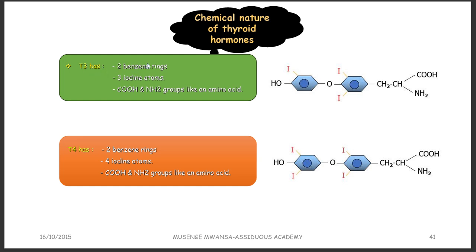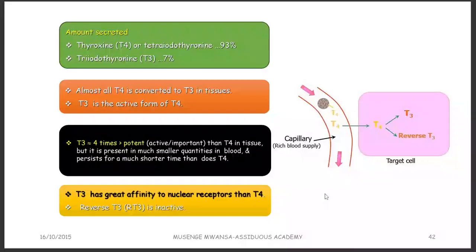T3 has got two benzene rings. You can see these benzene rings like that. And then you have got three iodine atoms. That's why you call it triiodo. One of these benzene rings has got only one iodine, and the other one has got two. And then T4 has got two benzene rings with four iodines. You can see that's why it's known as T4.